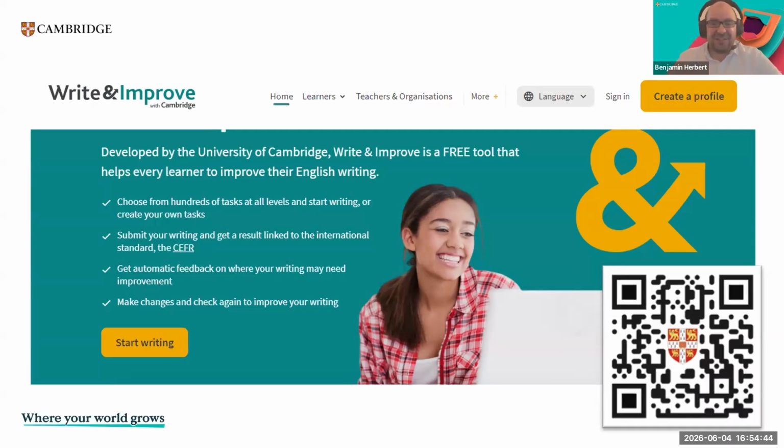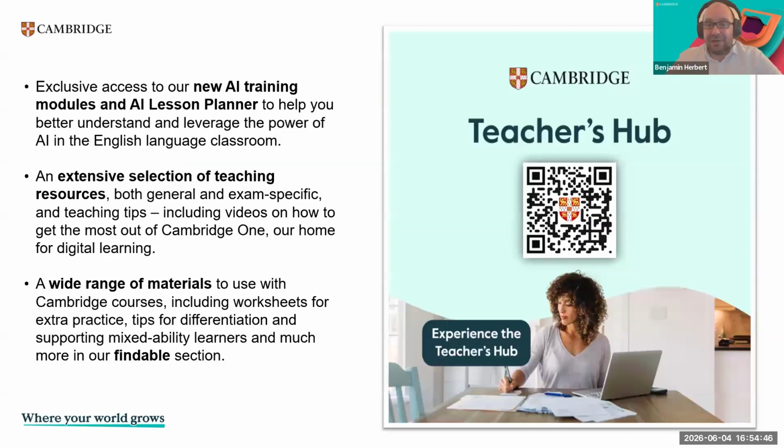I've also included a link to the Teachers Hub, which is something new from Cambridge. It's got worksheets more for primary level learners, but it does also have an AI powered lesson planner, which can be quite useful for obviously planning lessons. And there's some more information there about Cambridge English qualifications.